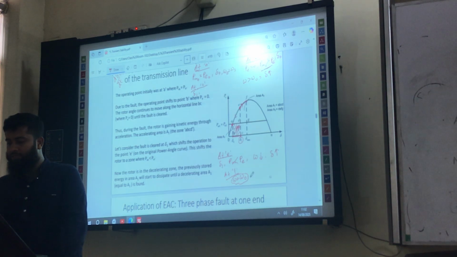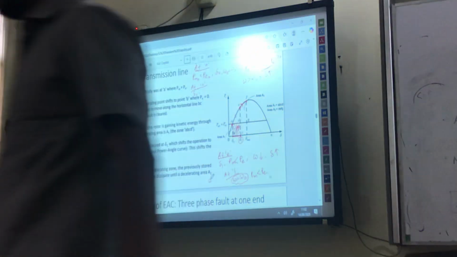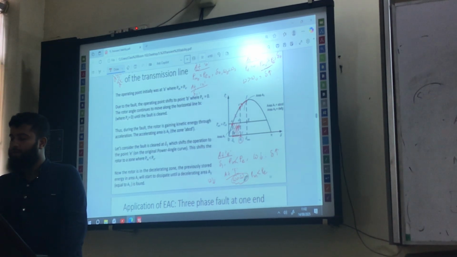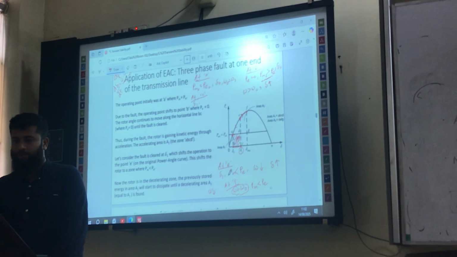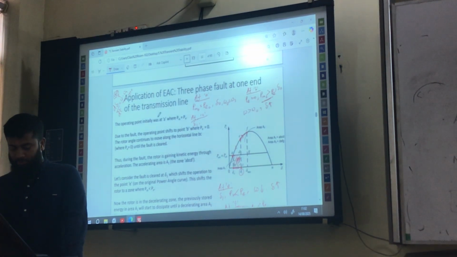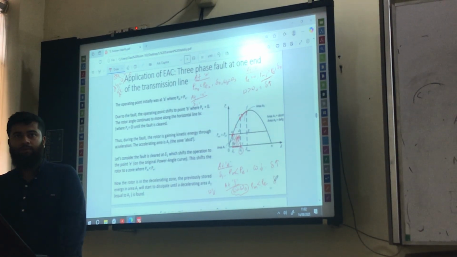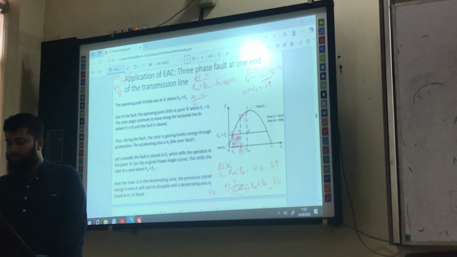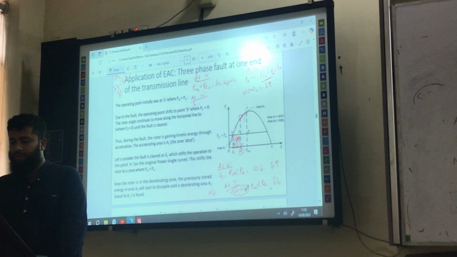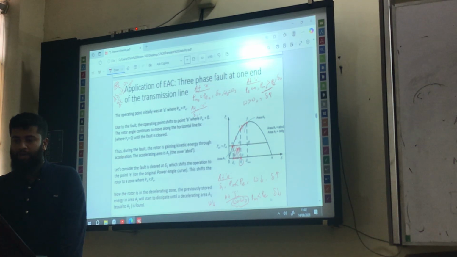But here again at point F, the Pm is still lower than P, right? So due to this relationship, the deceleration phase will continue. That means this omega will still decrease below omega naught. Now this omega value falls under omega naught, right? So what will happen to the delta now? Because omega is now lower than omega naught, the difference omega minus omega naught will be negative. So that means this delta will now decrease. Okay, that will be the case.